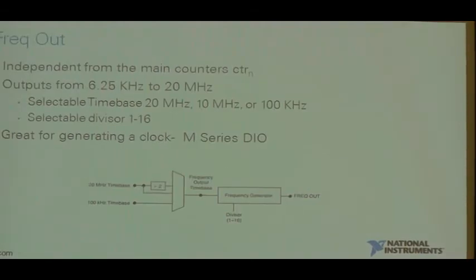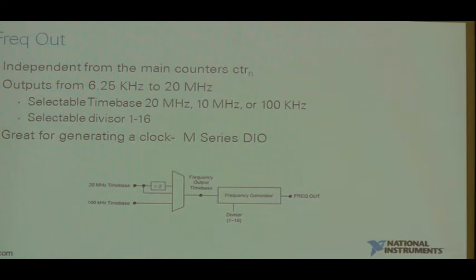So another feature that many people may have seen but have never been sure how it's used or what it can do is the frequency output, or in much of the documentation it's freq out for short. So this is a low-featured counter that's independent from the main counters on your device. We can take in a time base, the 20 megahertz, 10 megahertz, or 100 kilohertz, and then select a divide down to 1 to 16. So this effectively gives us a range of around 6 kilohertz up to 20 megahertz.